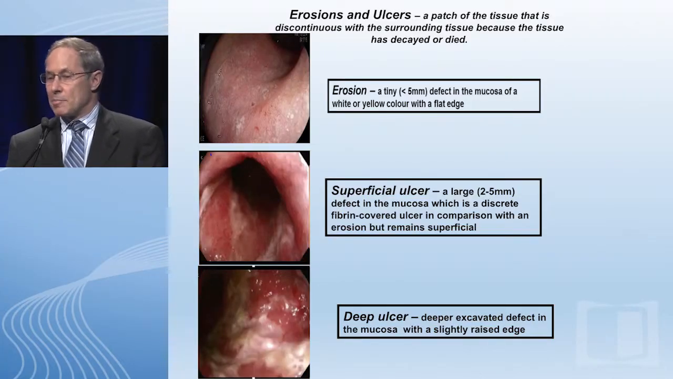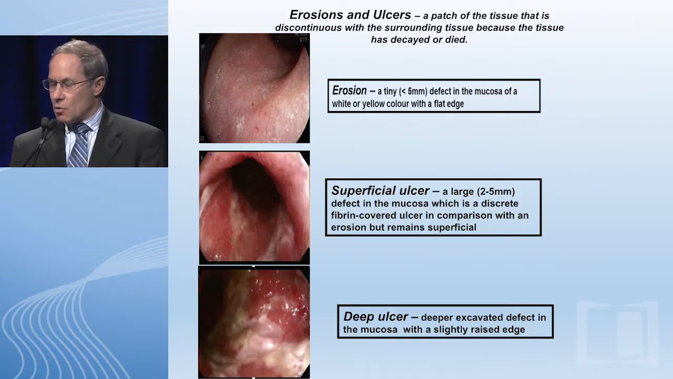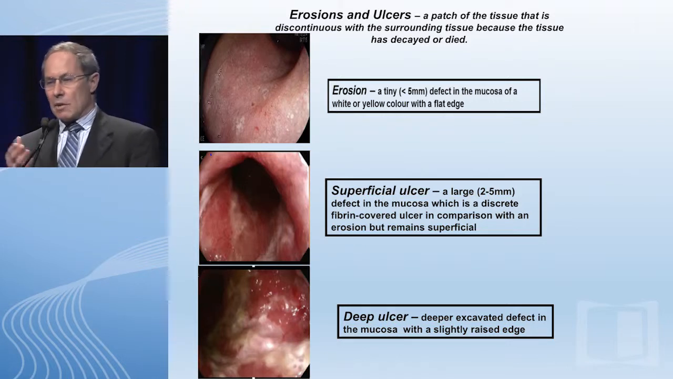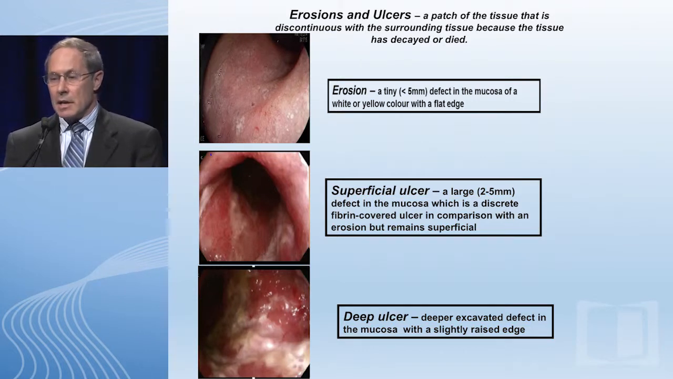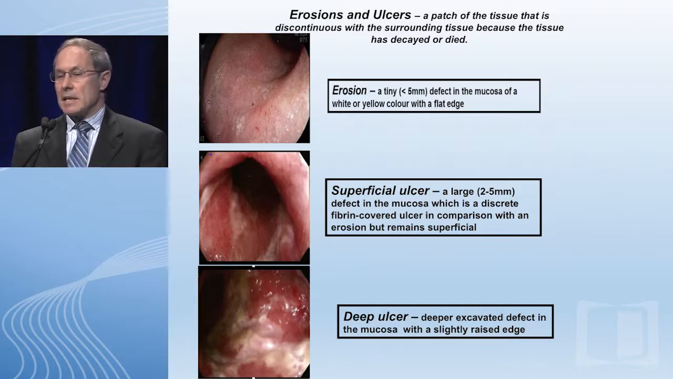And then the third descriptor, again, which we should be integrating into our reporting, whether or not we use the UCEIS or not, are erosions and ulcers. And there may be none, or there may be, as on the top of this slide, a patch of tissue that is discontinuous with the surrounding tissue, and that is either an erosion or an ulcer. It's an erosion if it's tiny, less than 5 millimeters in diameter, and again, that is a defect in the mucosa. It might be white, might be yellow, but has a flat edge, or in the middle, it may be a superficial ulcer, typically 5 millimeters or larger.